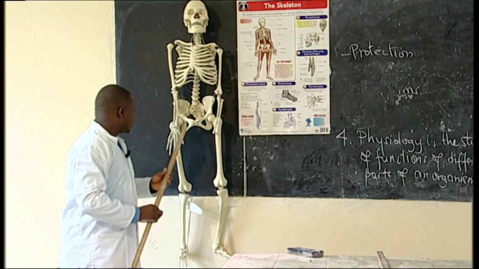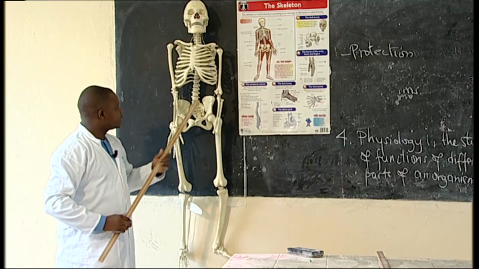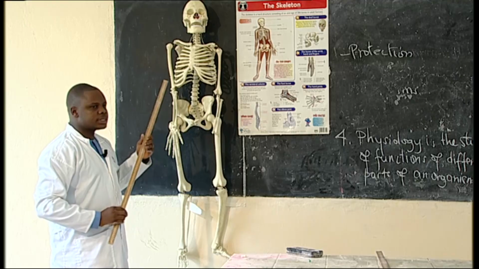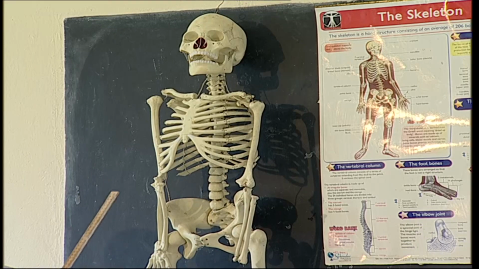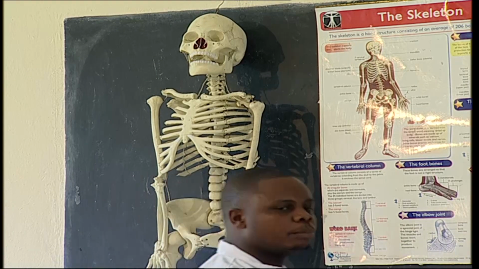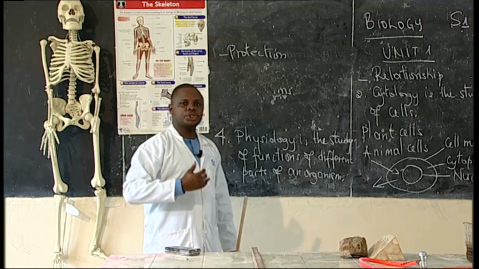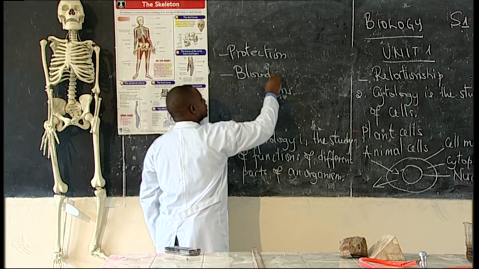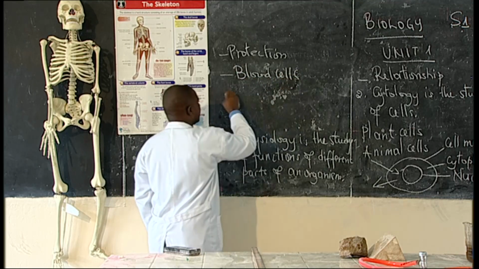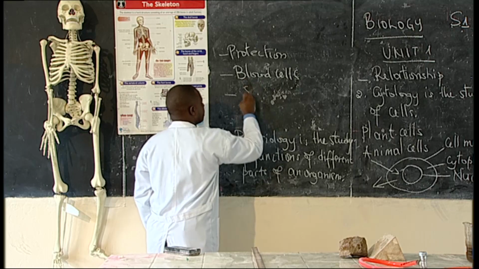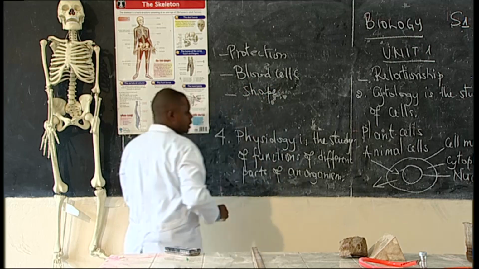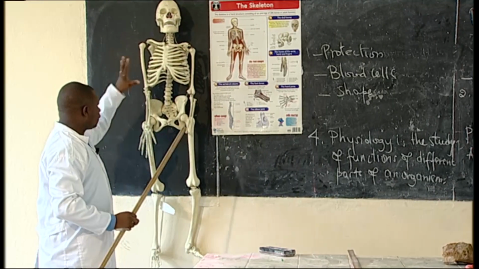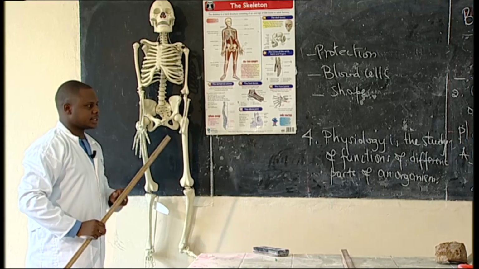As you see, this skeleton has long bones like humerus, like femur. It also has flat bones like clavicle. Those ones have what we call bone marrow, and the function of bone marrow is to produce blood cells. So, with anatomy, we talk about functions of different parts.